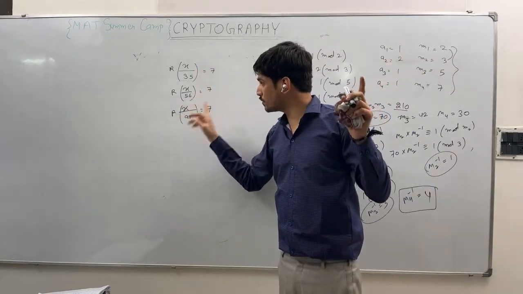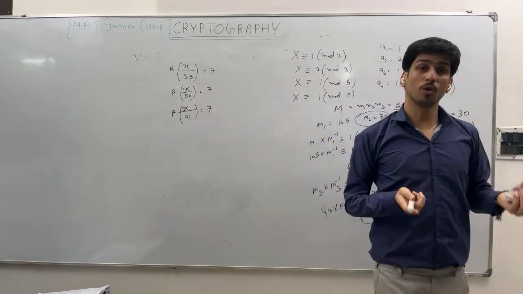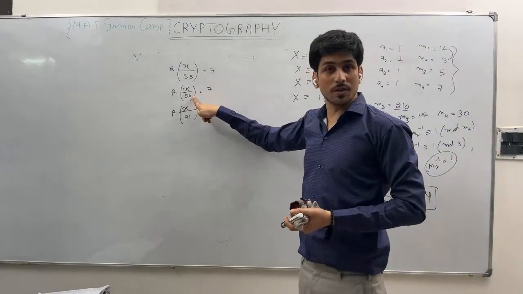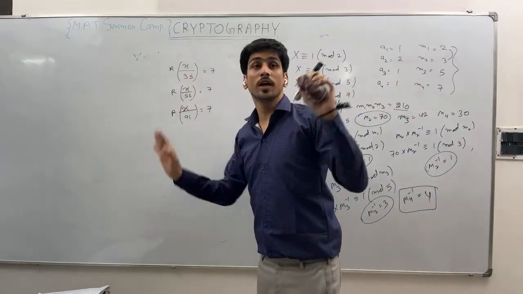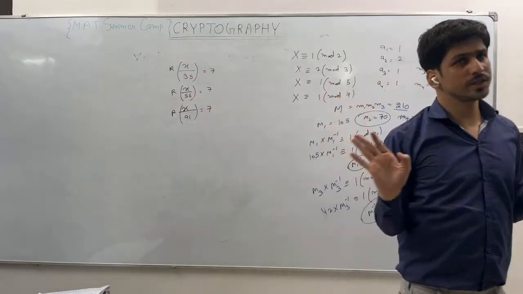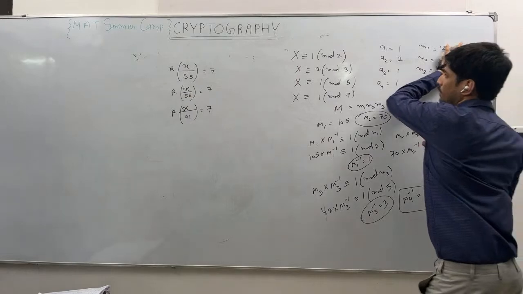Similarly, here you see 56 and 91. Not co-prime numbers. 56 is divisible by 7, and at the same time 91 is also divisible by 7. It means here we cannot apply the CRT theorem. Is it clear? Now which method will be applied?